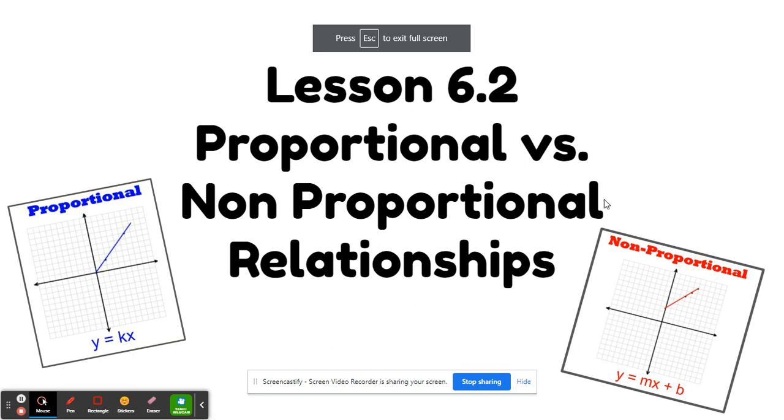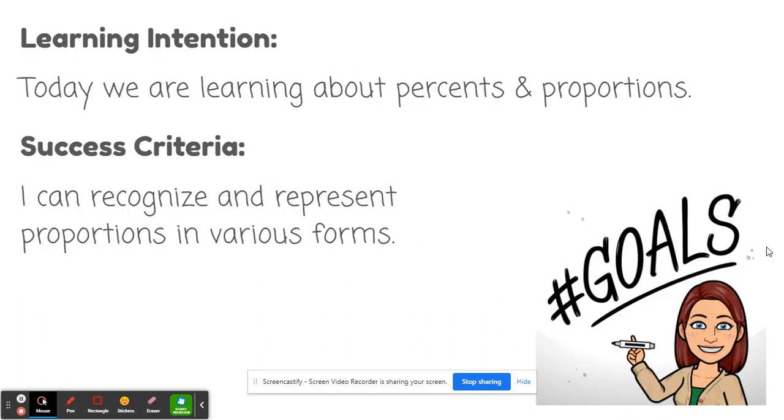All right. So today we're going to start our lesson 6.2, which is proportional versus non-proportional relationships. You can see I've got an example here of a graph and an equation that are proportional, and a graph and an equation that are not proportional. Other than being able to identify these relationships, we're not going to go too far into it. We just need to know the difference between the two.